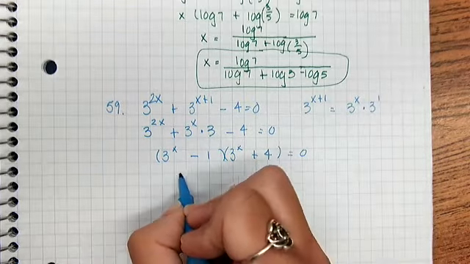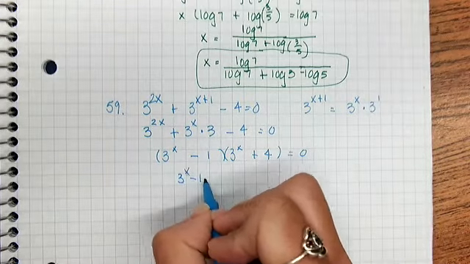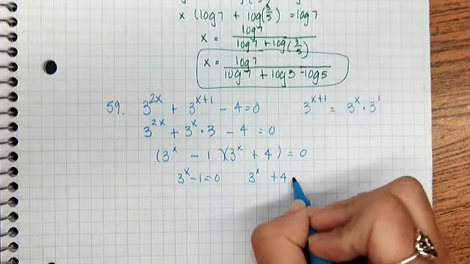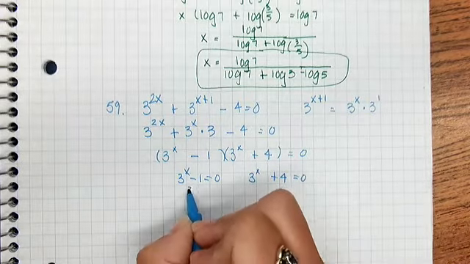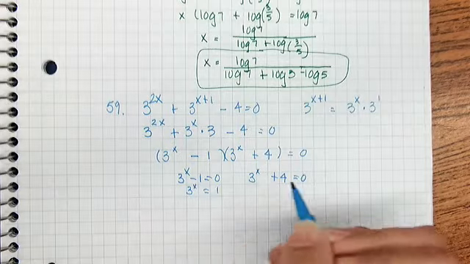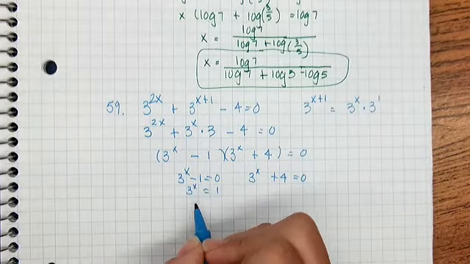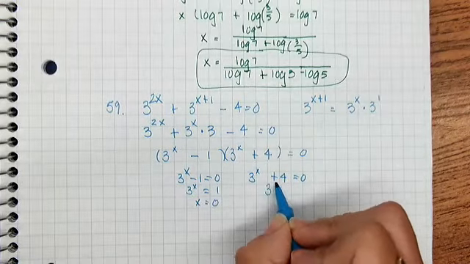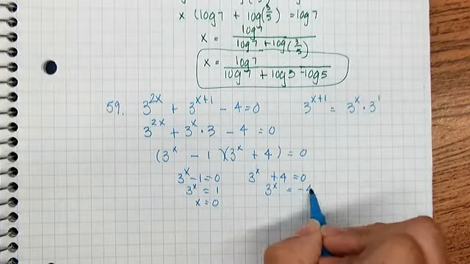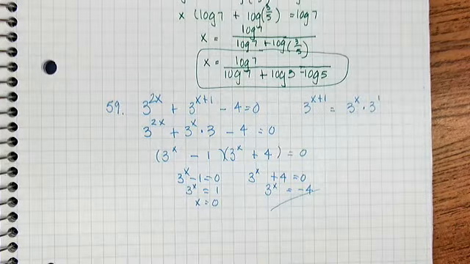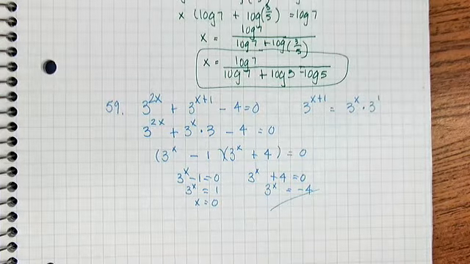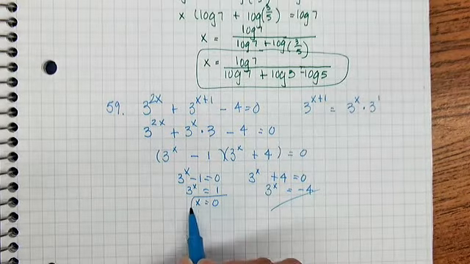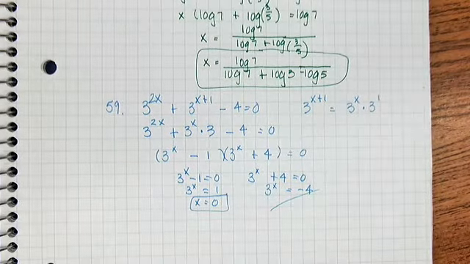Zero product property. So you get 3 to the x minus 1 is 0, and 3 to the x plus 4 equals 0. 3 to the x equals 1, x is 0. This is 3 to the x equals negative 4. Not possible. It's impossible to raise 3 to a power and get a negative answer, let alone negative 4. So the answer is indeed x equals 0.